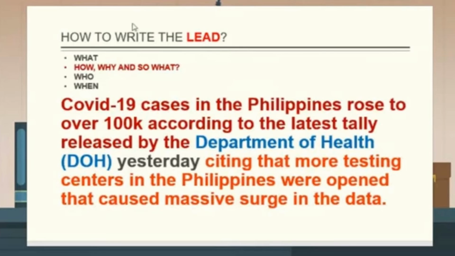Rose to over 100,000. Okay, then you have here the when. You can also put when in the next paragraph. So what? Citing that more testing centers in the Philippines are opened. That caused the massive increase in the data, in the cases.